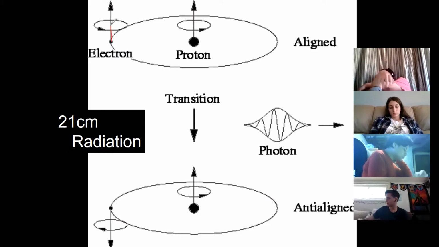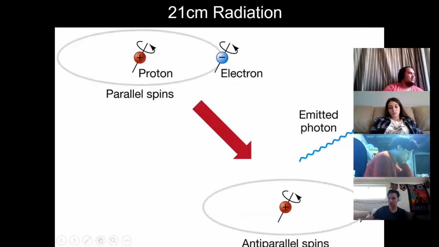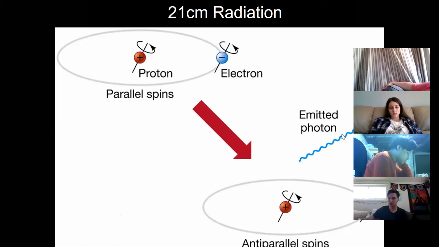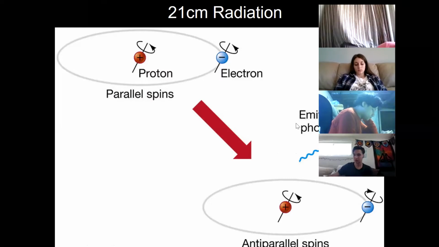And from time to time, the hydrogen atoms will spontaneously flip. No one actually knows why this happens, but the electron will spontaneously flip from being aligned to anti-aligned with the proton. And that change in energy needs to correspond to the emission of a very low energy photon. So this picture isn't great, but here you see the electron spin up, and then in the second picture, it spins down, and it emits a photon at exactly 21 centimeters.